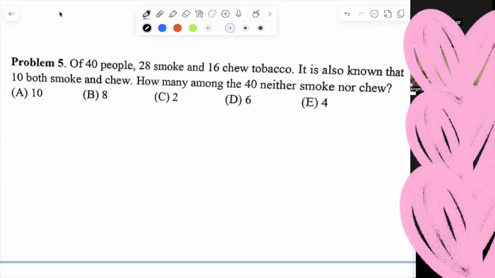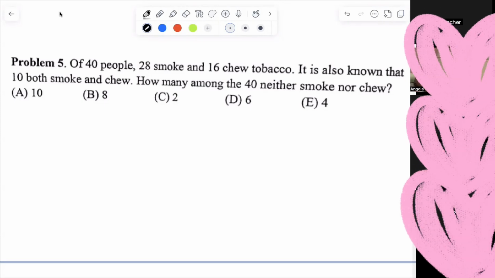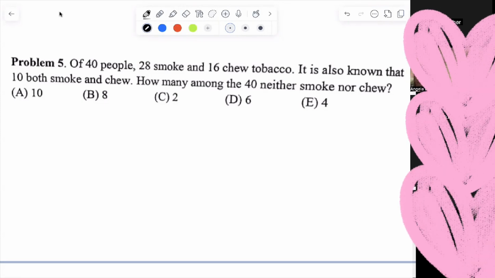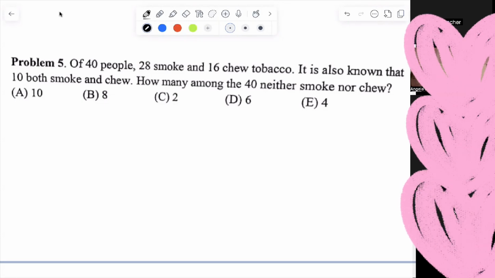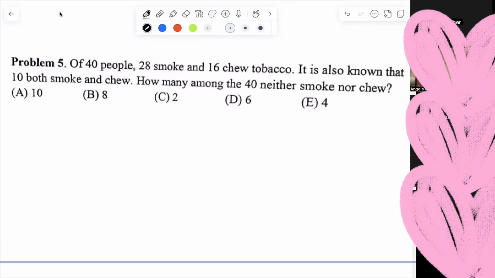So to get started with the question, 40 people, 28 smoke, 16 chew tobacco. As I said before, I do not recommend this, heavily do not recommend it, and don't do it.